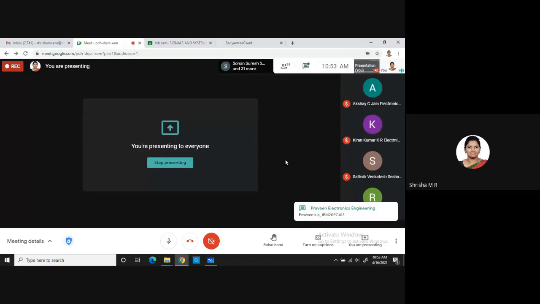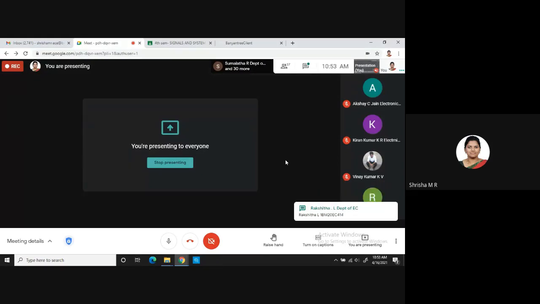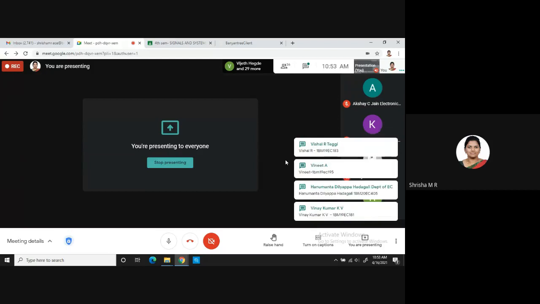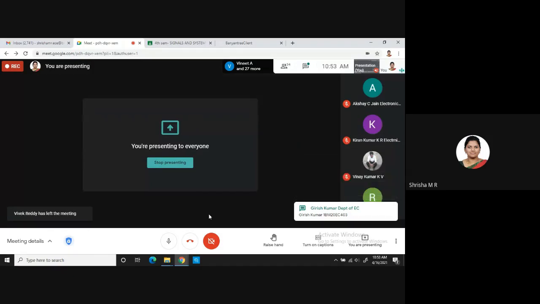You can write your name and USN in the chat box for attendance purpose. Tomorrow we shall see discrete even and odd signal problems. Not tomorrow, next class, since tomorrow I don't have class. Next I have a class on Monday. So on Monday we shall see even and odd discrete time signals, and I'll explain elementary signals, unit step, unit ramp, and so on in detail.